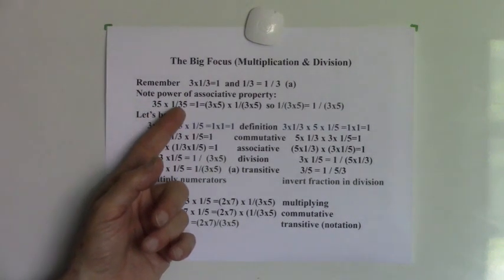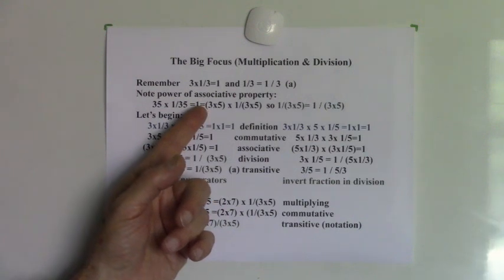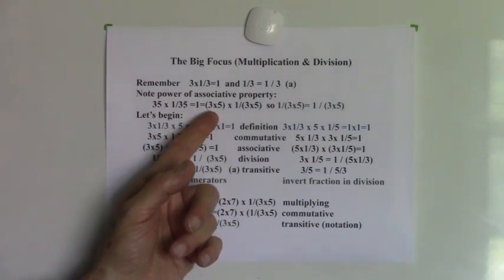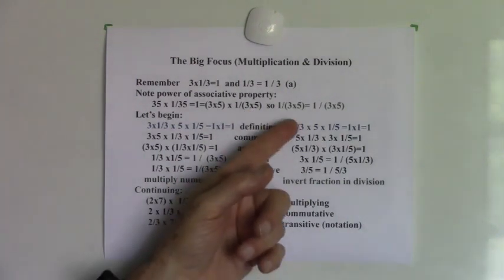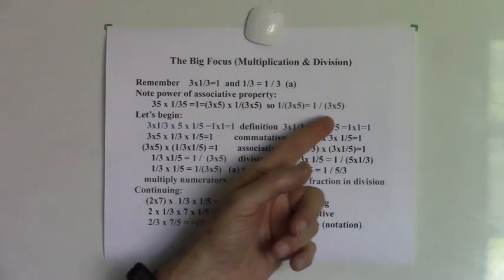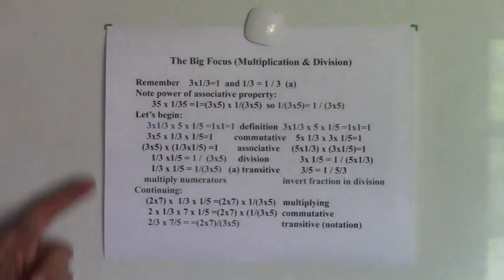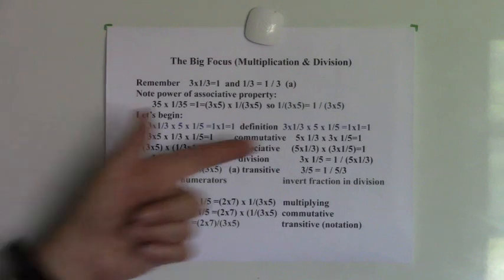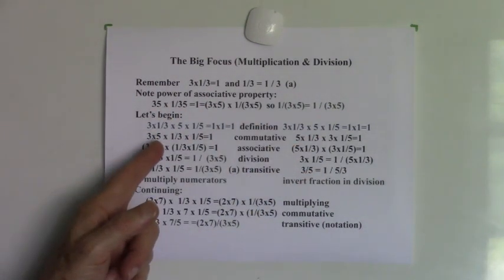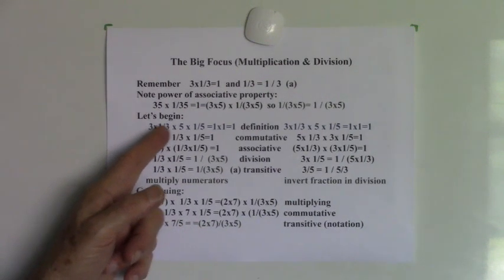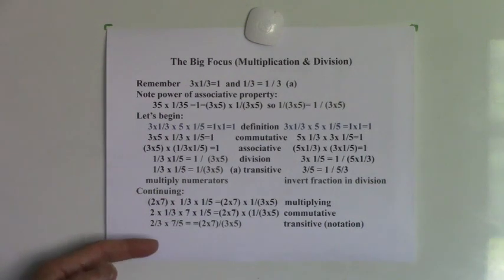35 times 1 over 35 is the same as 1 divided by 35, is the same as 3 times 5 times 1 over 3 times 5. So 1 over 3 times 5 is the same as 1/35. Now let's begin. This side and this side are the same, with just one subtle difference in terms of what we commute. So we take the definition of fraction twice. 3 times 1/3 and 5 times 1/5 is 1.